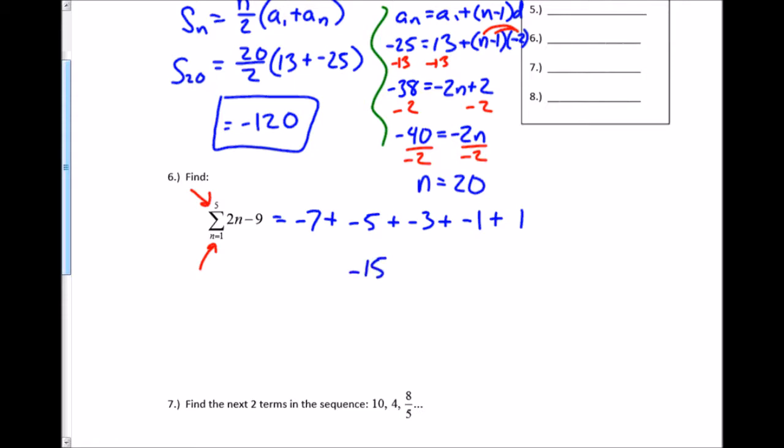Okay? So again, I add all these together after I plug each of these values in. So I plug the values in, I add it up, and I'm done. Okay?